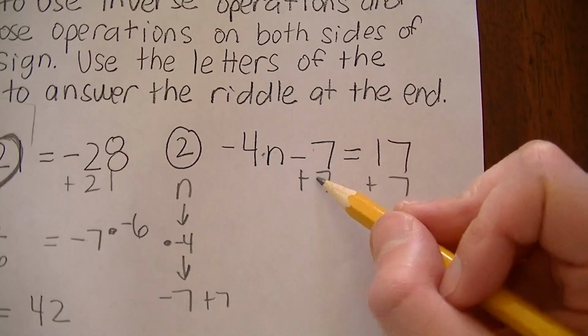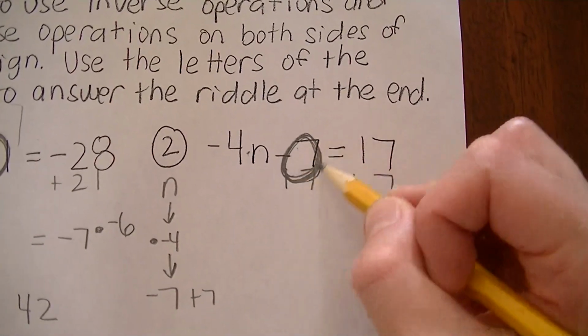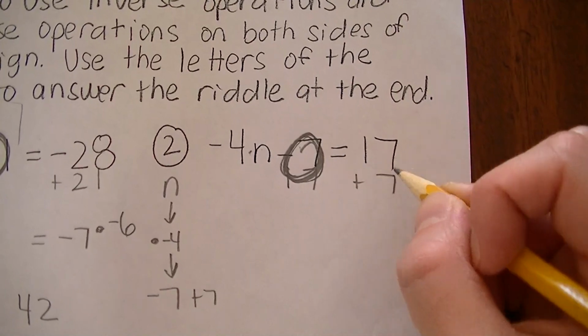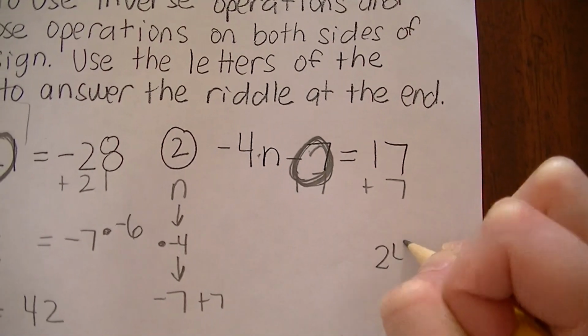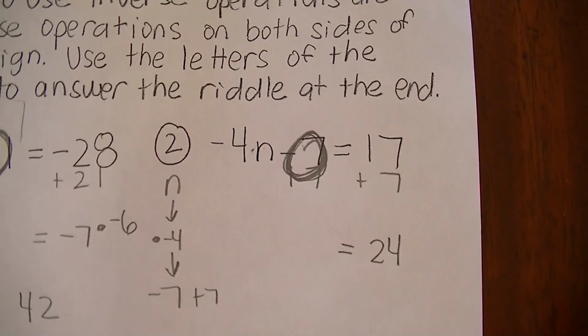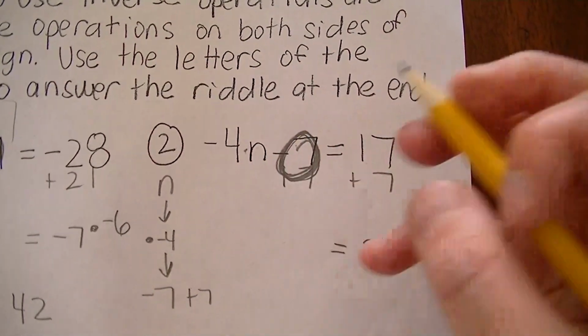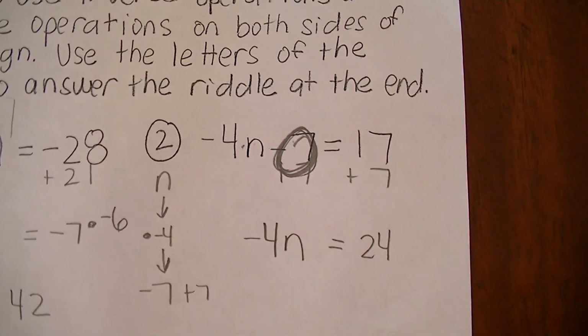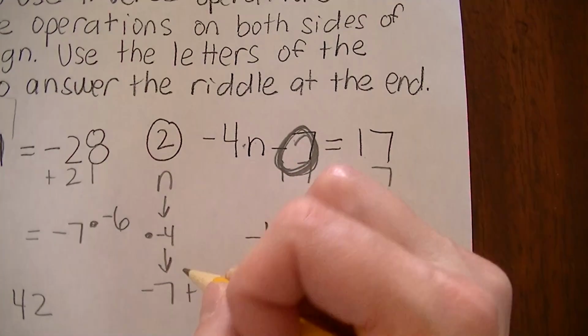Okay? -7 plus 7 is 0. And 17 plus 7 is 24. Bring down your equal sign. And now that -4n is still there, so bring that down. Okay, now that you've rewritten it, now you can go back up.